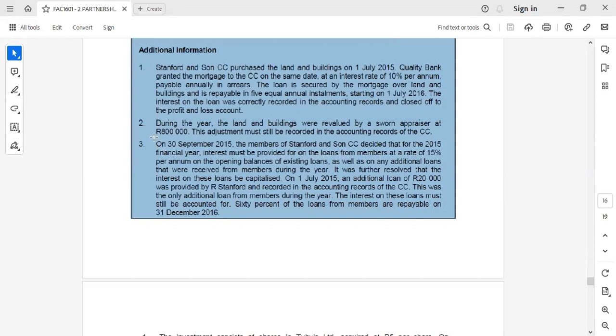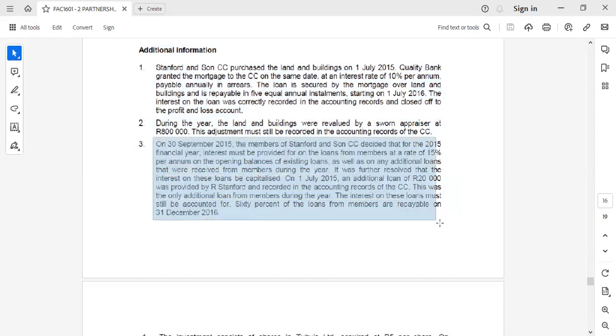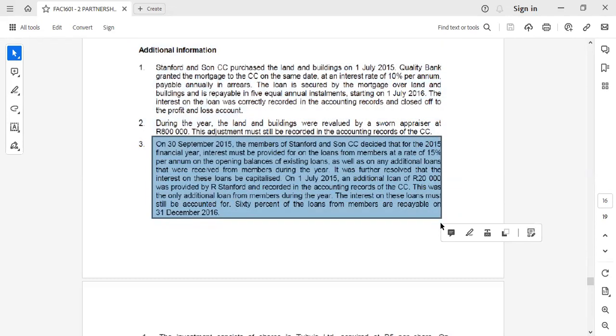Right, on 30 September 2015, the members of Stanford and Sun CC decided that for the 2015 financial year, interest must be provided for on the loans from members at a rate of 15% per annum on the opening balances of existing loans, as well as on any additional loans that were received from members during the year. It was further resolved that the interest on these loans be capitalized. That means the interest will be added to the loans.